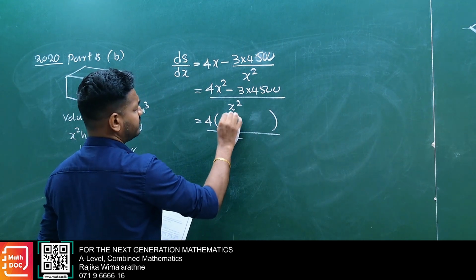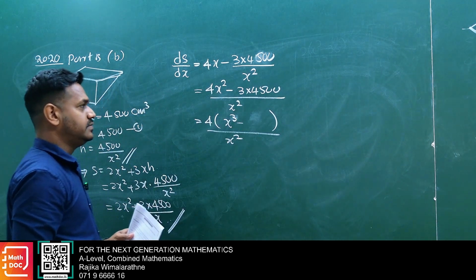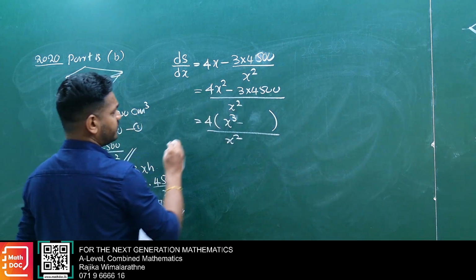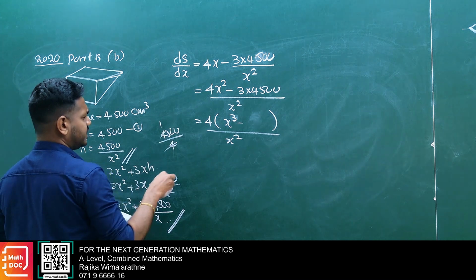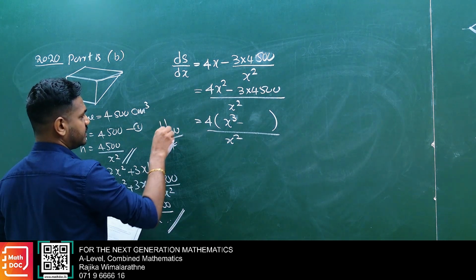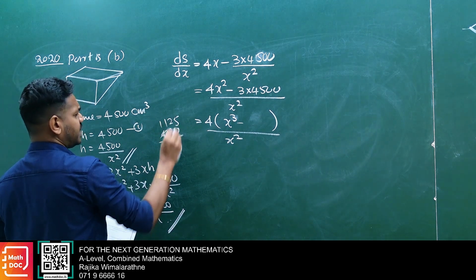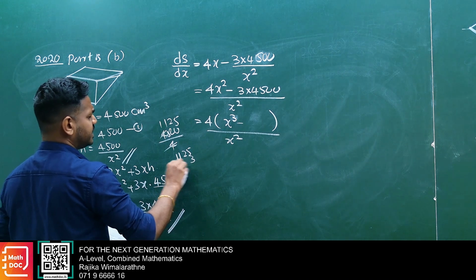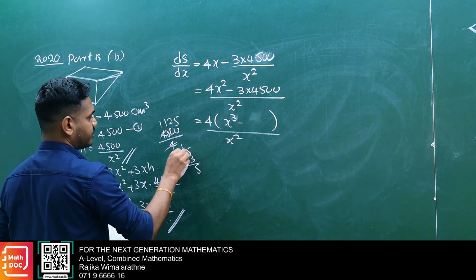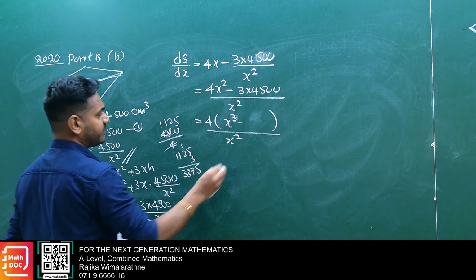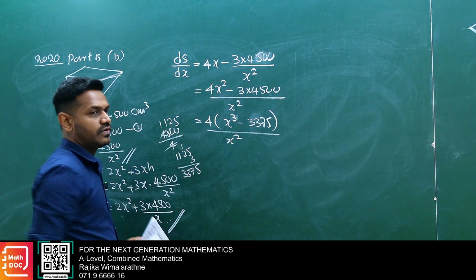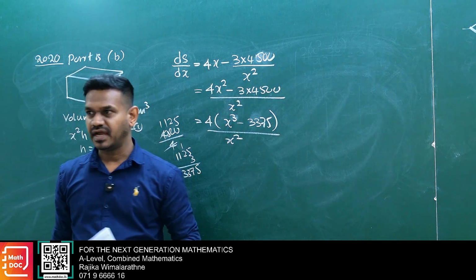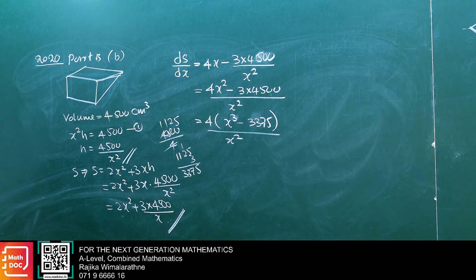Here x cubed, no? Now 4500 divided by 4, that is 125 times 3. 125 times 3 is 3375. So here the values, the answers, are all given.